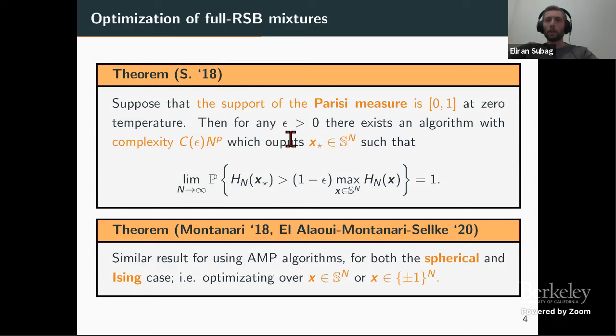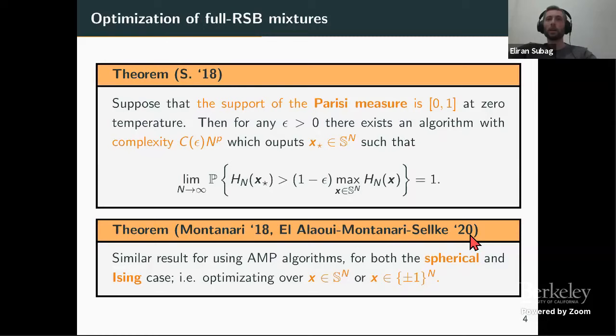And I want to mention a similar result in the Ising case. So this is actually two results. The first is by Andrea, essentially immediately after this result. And Andrea's result is about the SK model. So this is for optimization over the hypercube. We call it Ising spins, specifically for the pure case with p equal 2, that's the SK model. And more recently, Ahmed, Andrea, and Mark Sellke proved a more general result, which allows you to prove under this assumption about the support of the Parisi measure, it shows that you can optimize using certain AMP algorithms.